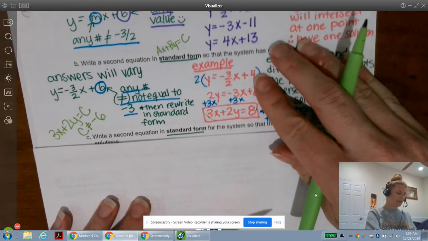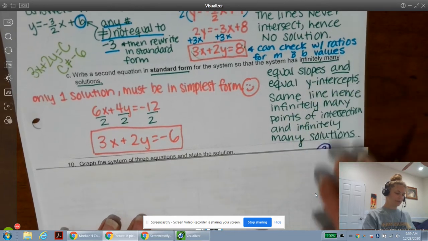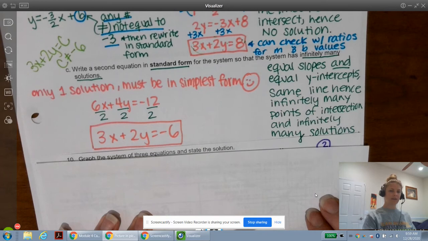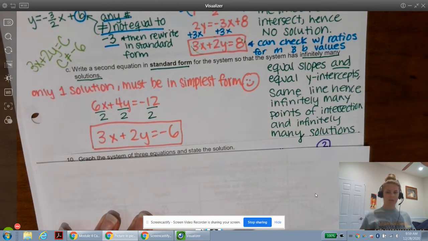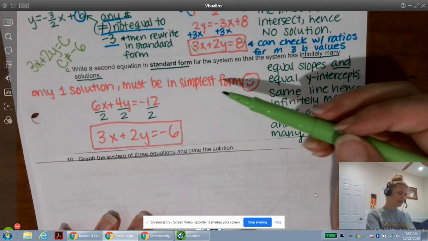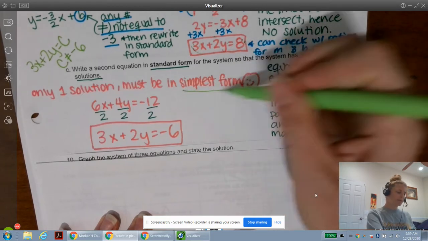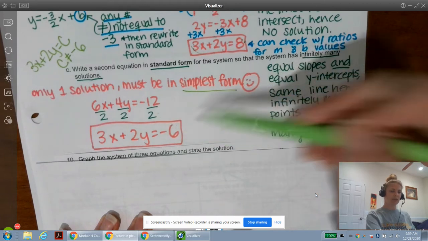Okay, so the last part, c, asks you to write an equation in standard form so the system has infinitely many solutions. There's only one answer here because your answer has to be in simplest form. We need equal slopes and equal y-intercepts, therefore having the same line and hence infinitely many points of intersection. Since we need this in standard form, it does have to be in simplest form, meaning all these have a common factor of 2, so I need to divide each term by 2 to get my equation.